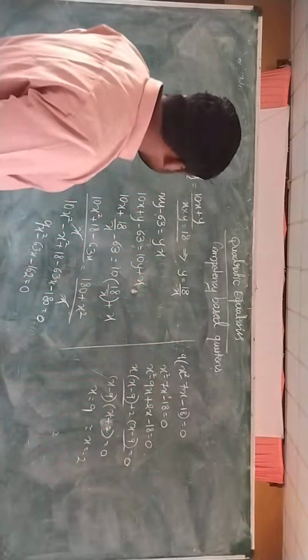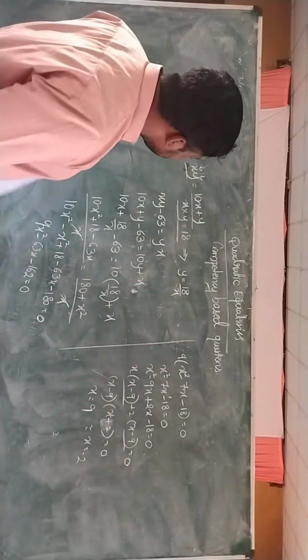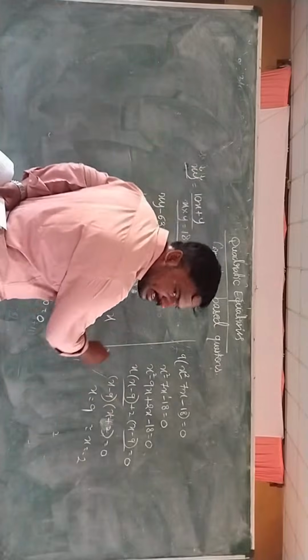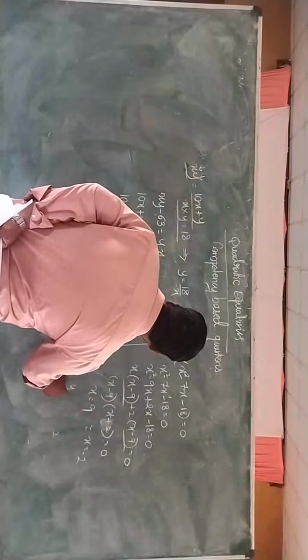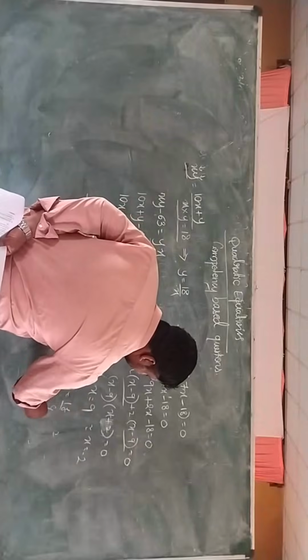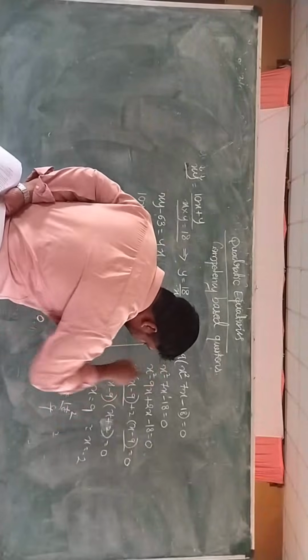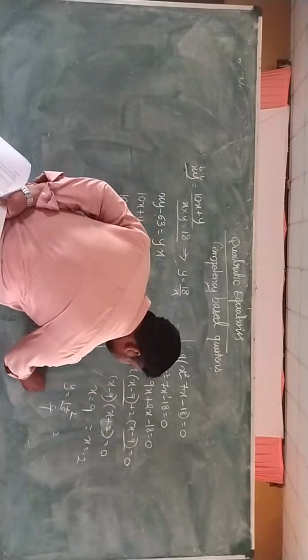And we were asked what? Find the two-digit number. If x is 9, what about y? y is equal to 18 upon 9, which is 2. So the two-digit number xy is 92.